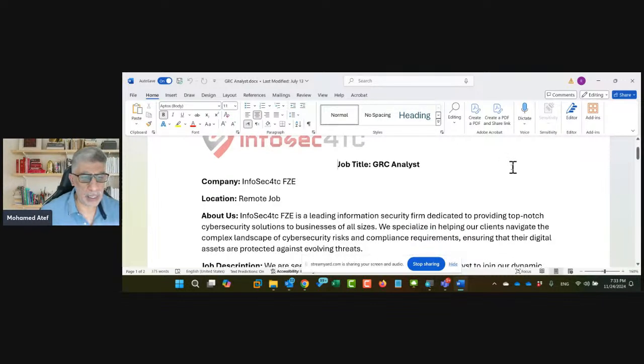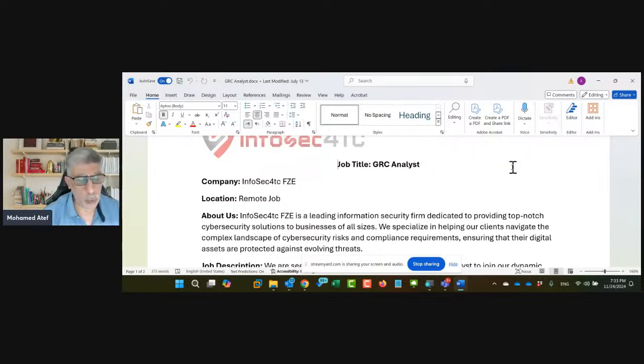So the GRC analyst is the person inside any organization who is responsible for three main elements: governance, risk, and compliance. How to design and implement information security governance, and we're going to talk about that. How to conduct the risk assessment, and how to make sure your organization complies with the standards and the regulations.